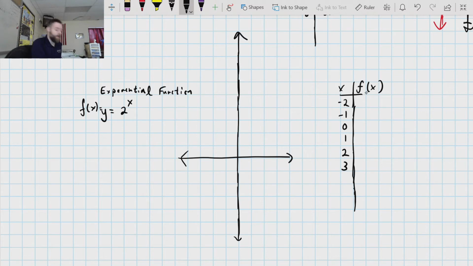So if I plug in -2, I get 2 to the -2, right? Anytime I plug a number into a function, it goes in place of the x's. So right here and right there. So 2 to the -2 is actually equal to a fourth, okay? And that's by properties of exponents. So I just want to make sure that you guys can trust me on that.